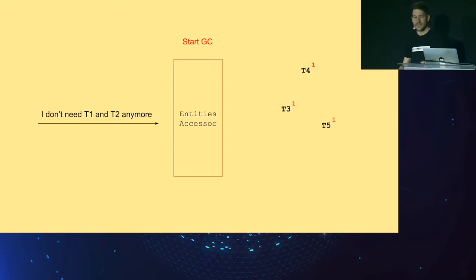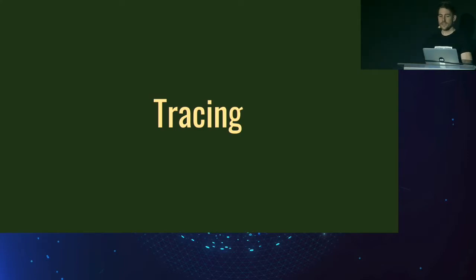That's the first concept. The problem is it has this overhead: you have to add counters to your data store and all that stuff. So people have come up with better solutions. This one is called tracing garbage collection.